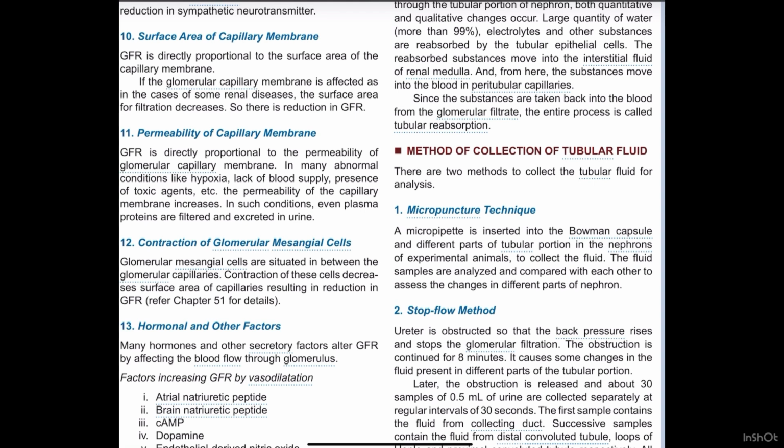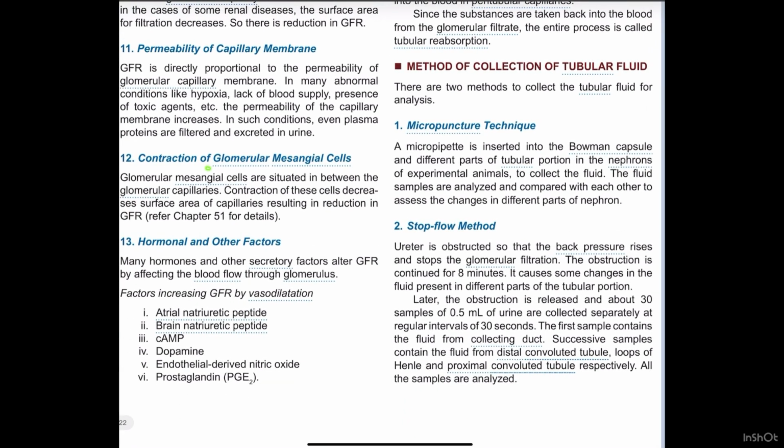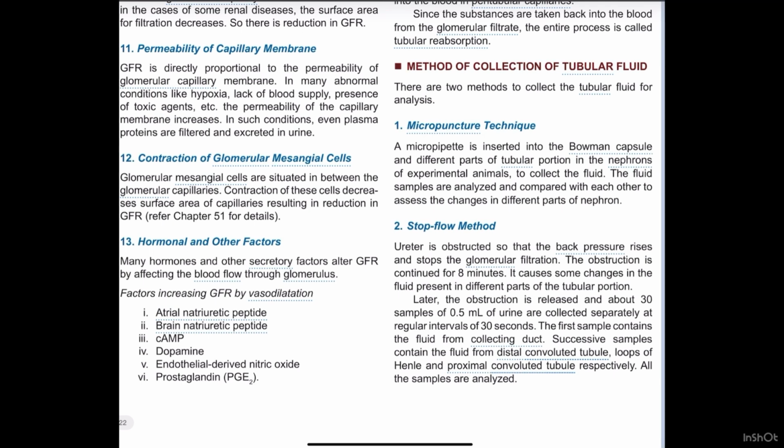Why is capillary membrane permeability increased? Maybe there is some abnormality in our body, like oxygen going to be less, or a lack of blood supply somewhere, or toxic agents are there. And the next one is constriction of glomerular mesangial cells. Where these mesangial cells are present, I will tell you, so you will understand that.